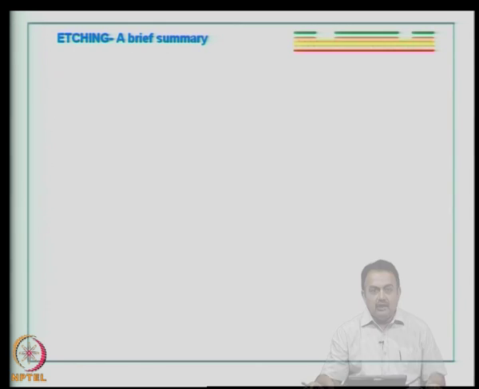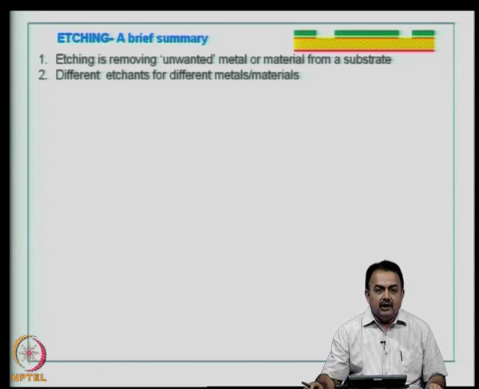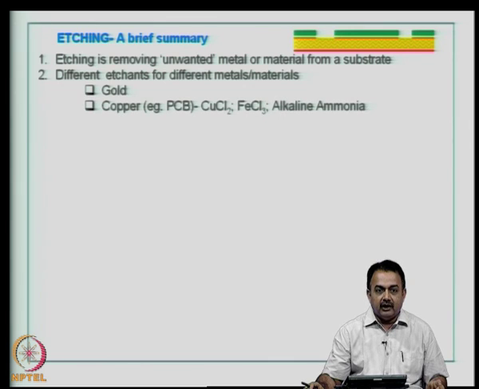So, finally, a brief summary on the etching process. Etching is removing unwanted metal or material from a substrate. Different etchants can be used for different metals or materials. You can even etch gold. For example, the etchant for gold is aqua regia, a mixture of hydrochloric acid and nitric acid in a ratio of 1:3. Then you can etch copper, typically in PCB using cupric chloride, ferric chloride, alkaline ammonia.